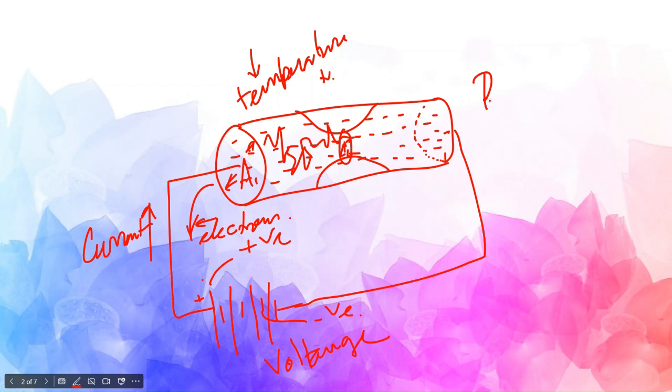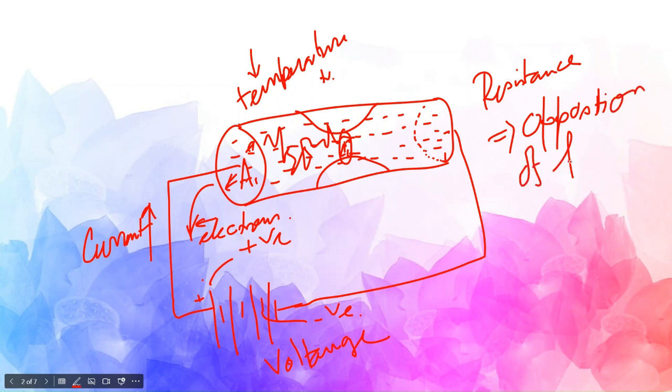So what is resistance? Resistance is nothing but opposition of the flow of current, right? So that is what I wanted to tell. The stress that we have created, that is voltage. The flow that we have created, that is current. And the opposition that has been created by maybe temperature, or by maybe the area constriction, is resistance.